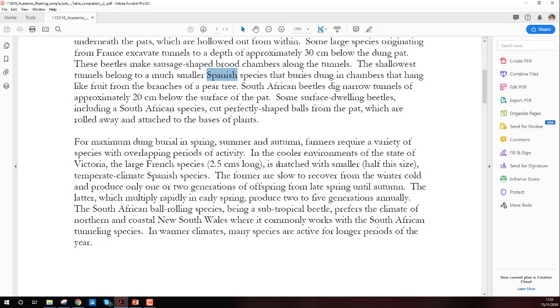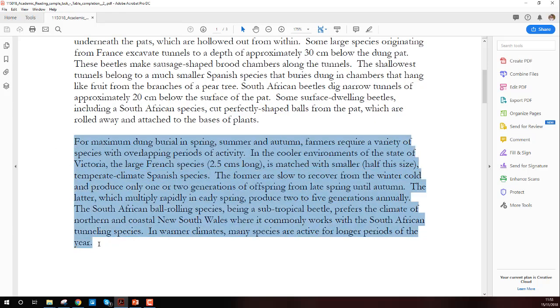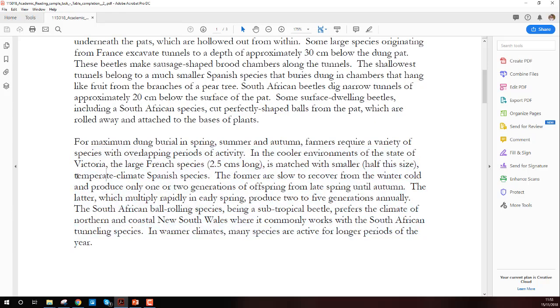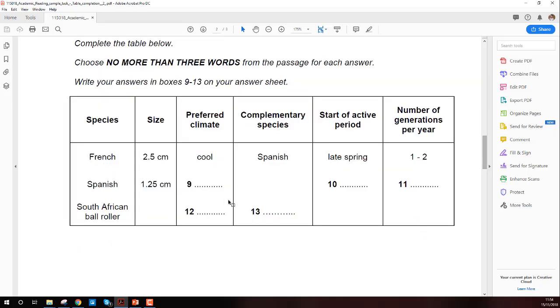Let's have a look for Spanish, okay. Temperate climate Spanish species, okay. So as you see, we don't have to read the whole thing and skim it. It's really just a scanning exercise. So what we would do is we would put this answer in, temperate climate. Okay, so in here we put temperate climate.